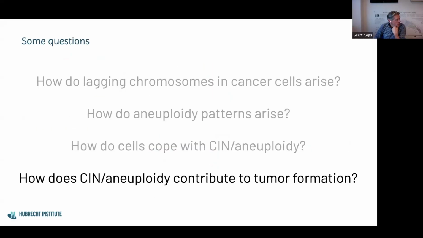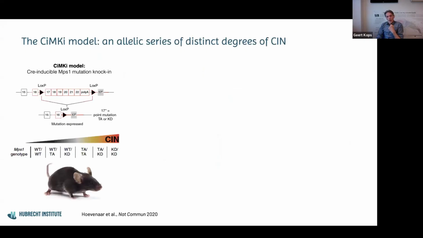All right, for the final 10 minutes or so, I want to go into the final bit, which is how does chromosome instability contribute to tumor formation? And I want to get back to this mouse model. I showed you that we have this mouse model where we can induce different degrees of chromosome instability in different tissues because it's a Cre-lox system. What we really wanted to do is see what the different degrees of chromosome instability do, and whether we can have a model in which we can monitor this over time.